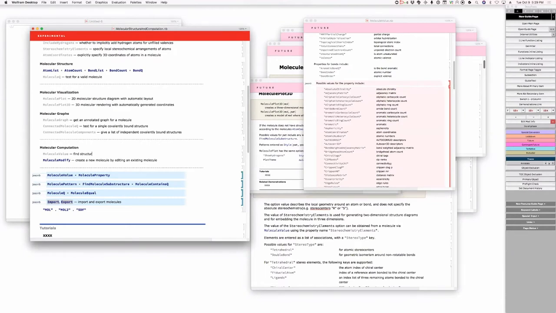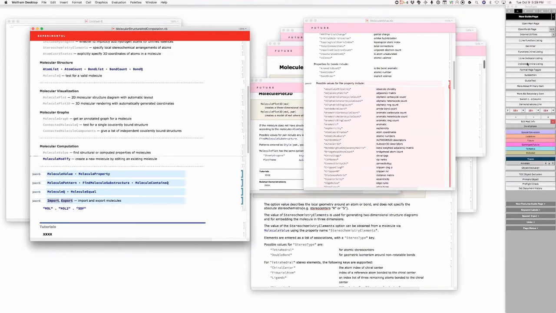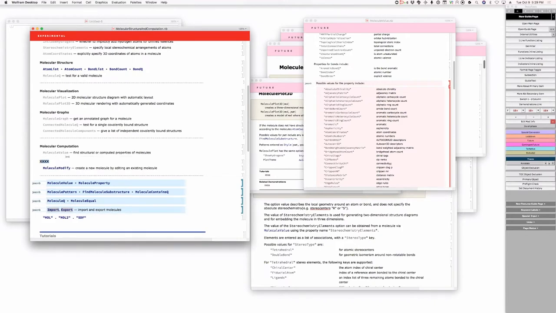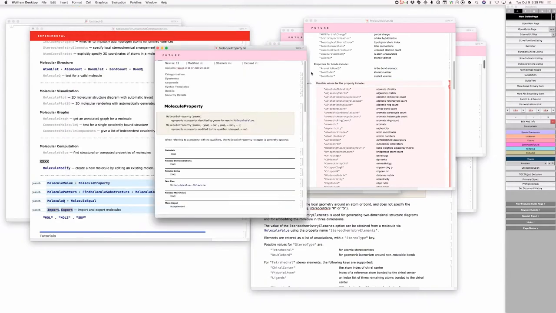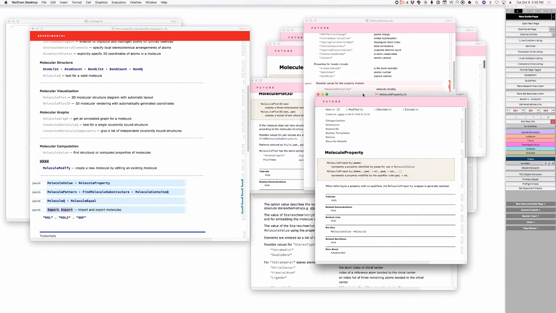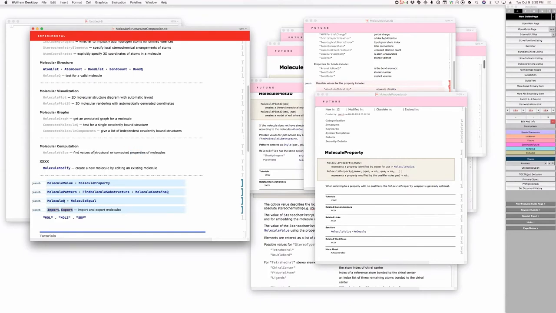Find structural or computed properties of molecules. Is that right? Yep. Okay. So now the next step here is molecule matching and then molecule modification. What's molecule property? It's like entity property, so it represents an operator form. You can lump together any qualifiers into the property. Okay, so: find values of structural or computed properties of molecules.